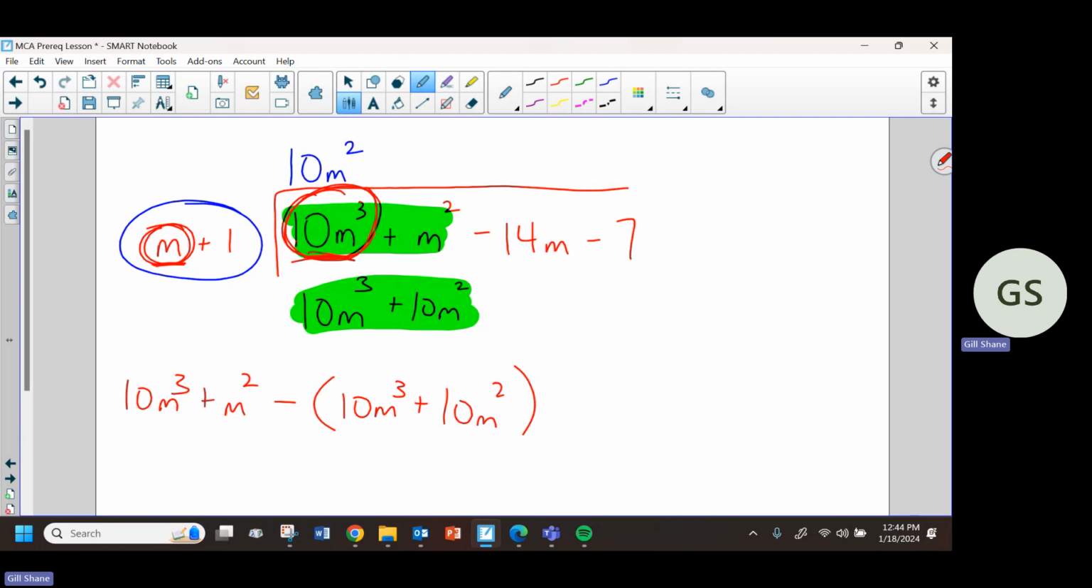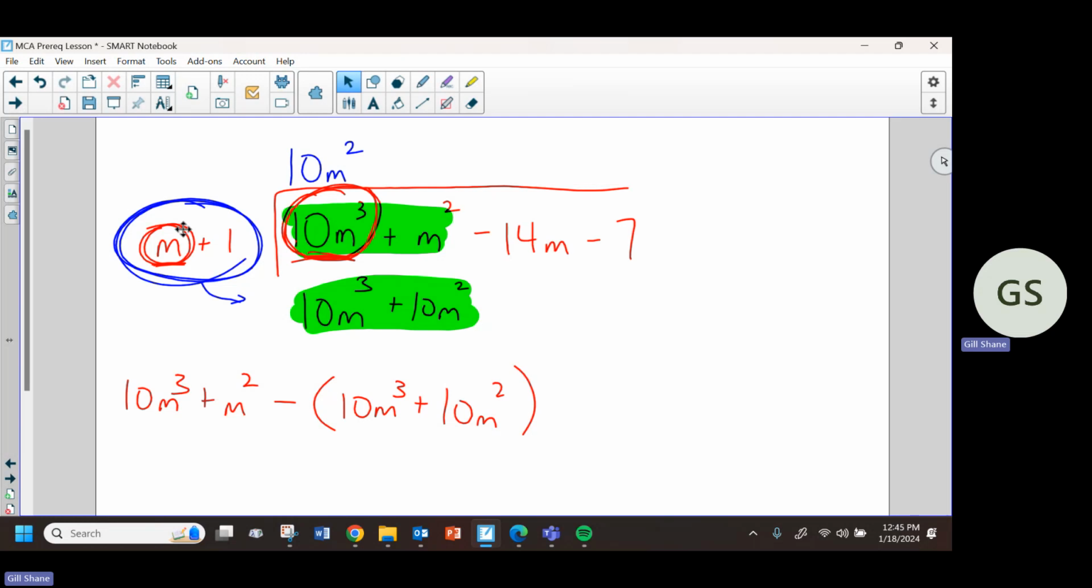Then, when we multiply in the second step, we have to multiply times everything over here. That's when we finally use the +1. That's how we got the second line down here, 10m cubed plus 10m squared, because we multiplied 10m squared times m plus 1. So now we're just subtracting it out. Make sure you remember that you are subtracting both of those terms.